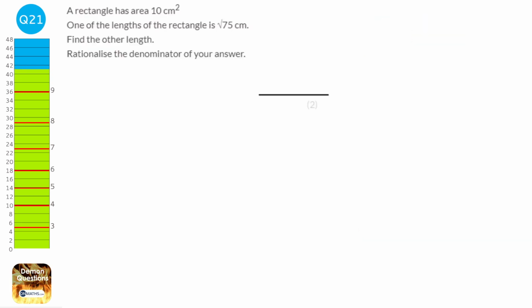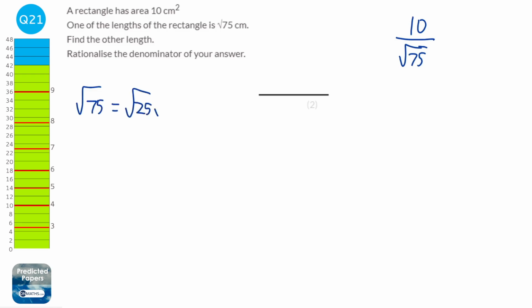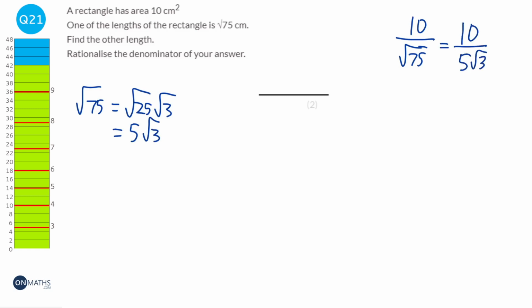So if the area of the rectangle is 10 and one of the lengths is root 75, to find the other length, we do the area divided by the length given, and that will work out what the other length is. Root 75 though is something that can be simplified, so let's simplify that. And it's root 25 root 3, so it's 5 root 3. So this equals 10 over 5 root 3.